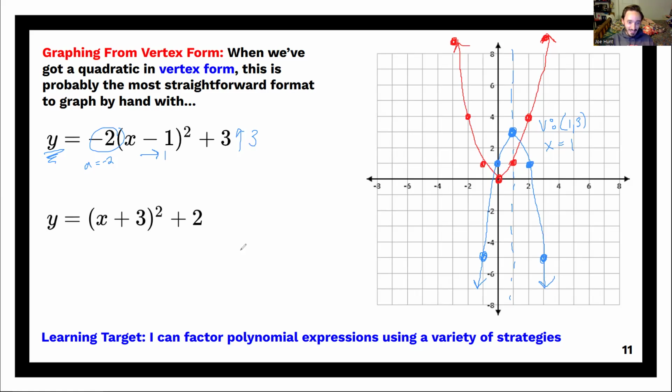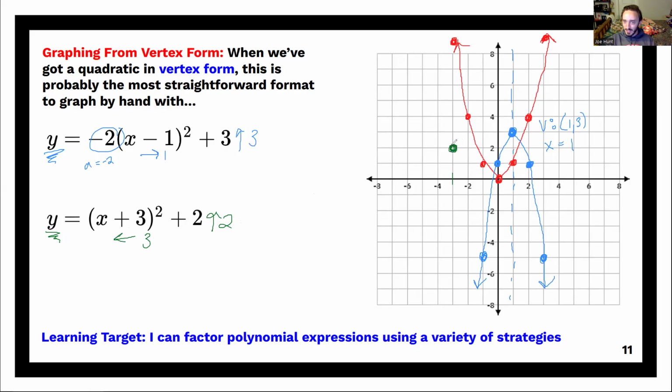If I get this last guy, I'll do a different color. I'll probably do that in green. Red would be a bad idea. I already got that one for my parent function. If I got this function and I see plus 2, I know my graph's going up 2 units. If I see plus 3, I've got to go counterintuitively left 3. All I'm really doing here is just following the instructions.